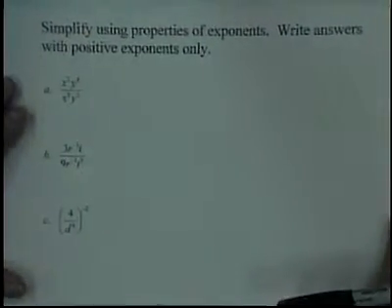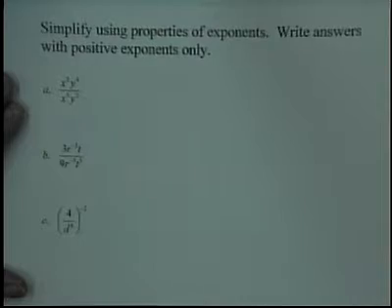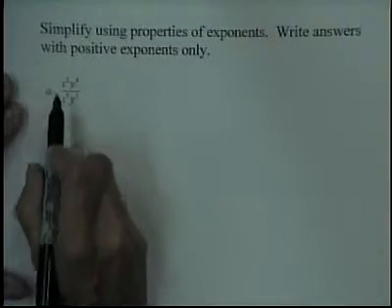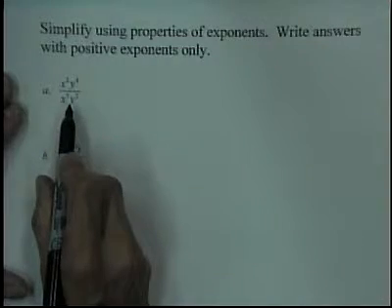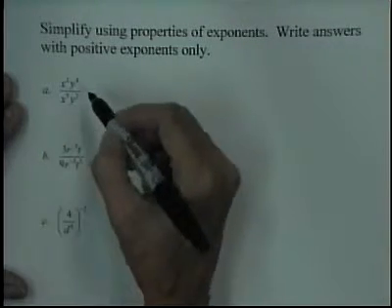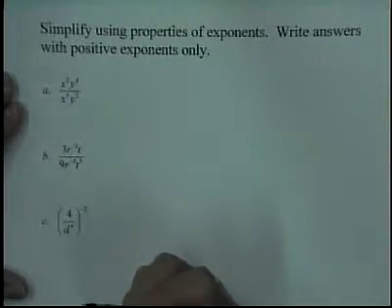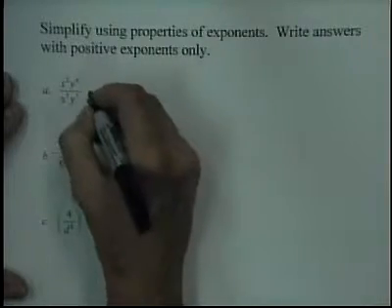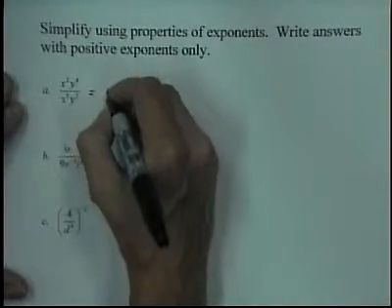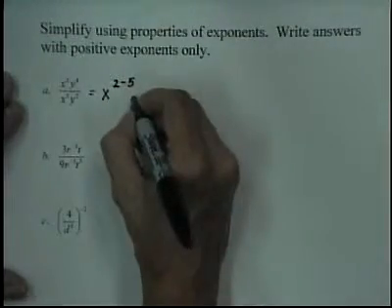Here we want to simplify using properties of exponents, and we want to write our answers with positive exponents only. The first example reads x squared y to the 4th over x to the 5th y squared. In this case, we need to use the properties that involve dividing like bases. Dividing the bases that are x's, I'll subtract the exponents and I'll get x to the 2 minus 5 power.